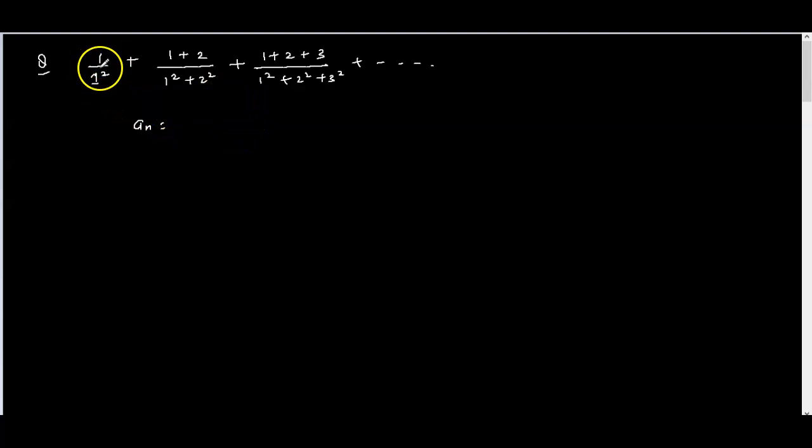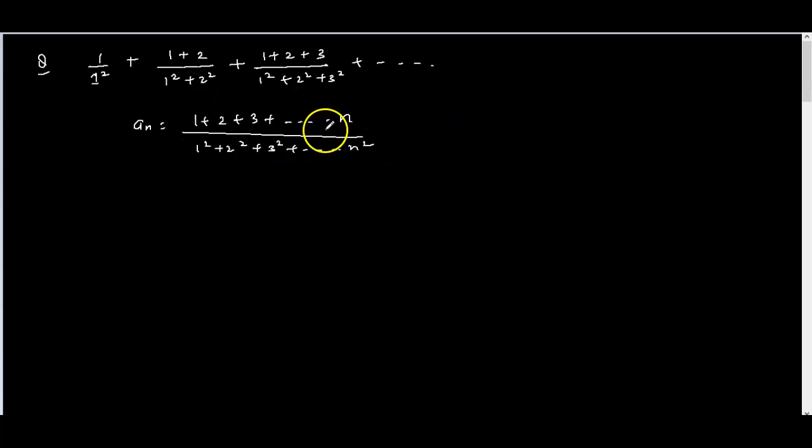See here, the first term is 1 upon 1 square. The second term is 1 plus 2 and that square is also given. The third term is similarly 1, 2, 3 over 1 square plus 2 square plus 3 square. Similarly, the next term will be 1, 2, 3, 4 divided by 1 square plus 2 square plus 3 square plus 4 square. Similarly, the nth term will be 1 plus 2 plus 3 and so on up to n, and the denominator will be 1 square plus 2 square plus 3 square, and so on up to n square, right?